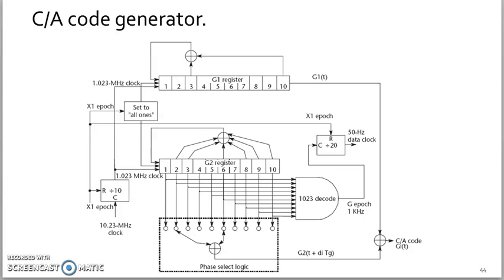Hello everyone. You have seen earlier that the GPS C/A code has a sequence length of 1023 bits, and its chipping rate is 1.023 megahertz, and its repetition period for the sequence is 1 millisecond.